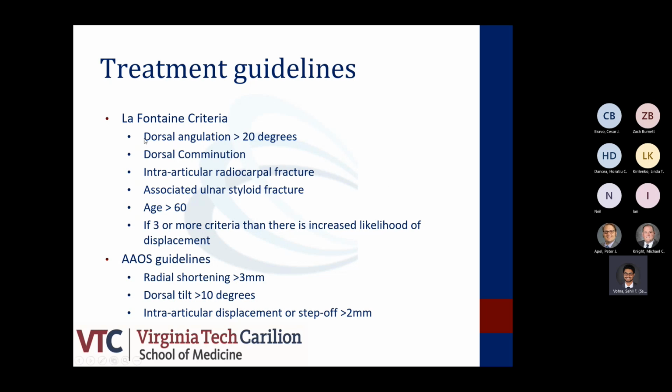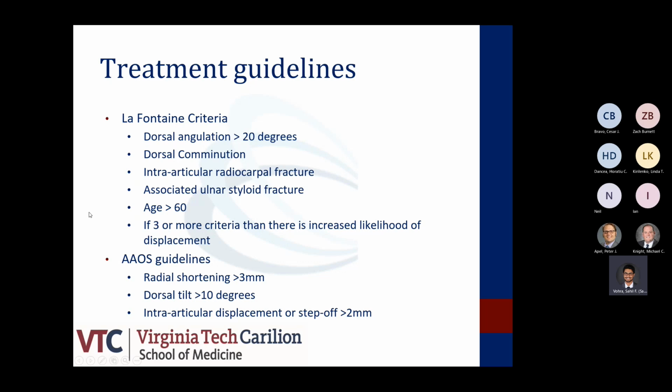If you can find it, I have it for anyone who can't, and there's a reference at the end of the slides if you need to find it. But basically, the things he identified were dorsal angulation at presentation greater than 20 degrees, any dorsal comminution, any intra-articular radiocarpal fracture, an associated ulnar styloid fracture, or age greater than 60. So if 3 or more were met, they had an increased likelihood of displacement.